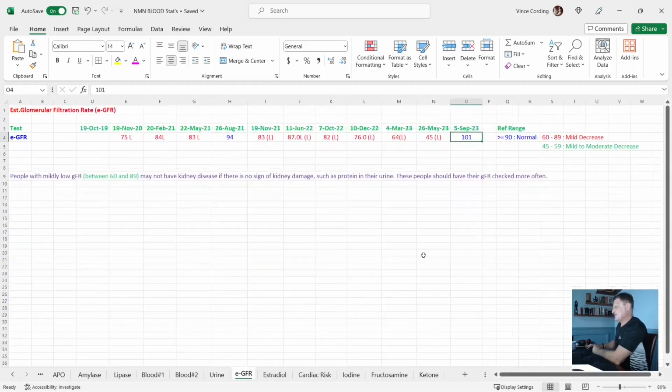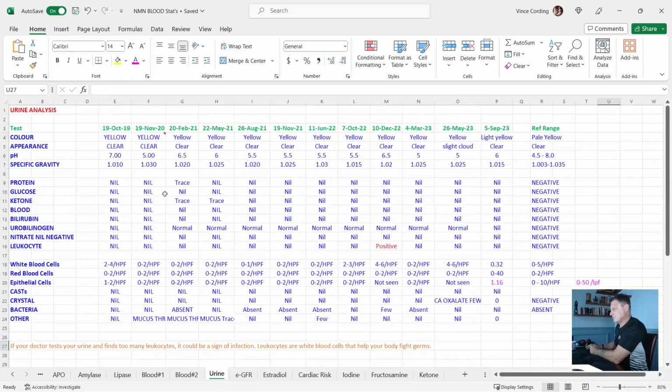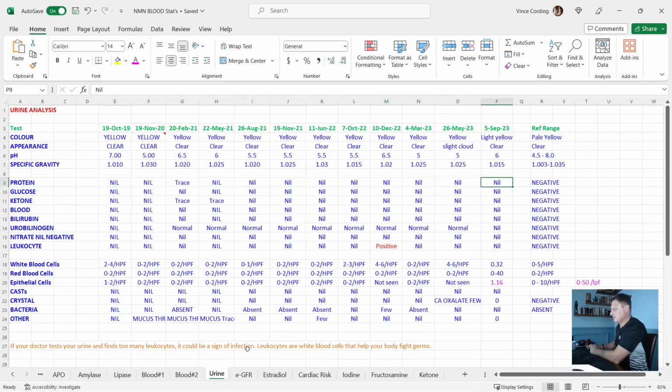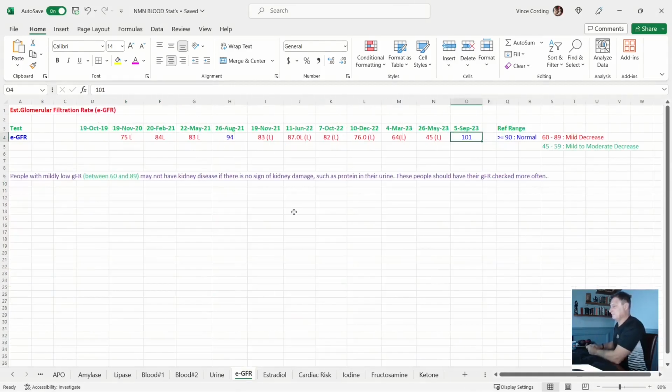Let's move on to my eGFR. You can see here, it's gone from 45, which was low, to 100, and anything over 90 is normal. So that's a really good positive jump in regards to kidney function. It does say that anyone between 60 and 90 may not necessarily have kidney disease if there is no other sign of kidney damage, such as protein in the urine. So I'm usually between 60 and 89, but if you go back to my urine scores, you can see here that with regard to protein in it, I've had it once, and that was a trace back in February 2021. So it appears nothing to worry about if it's mildly low, but this score of 101 is great.